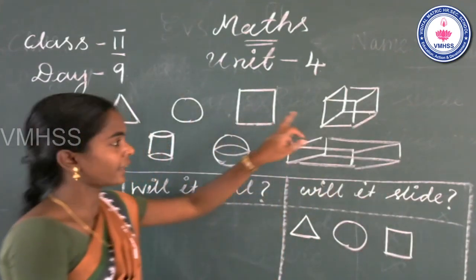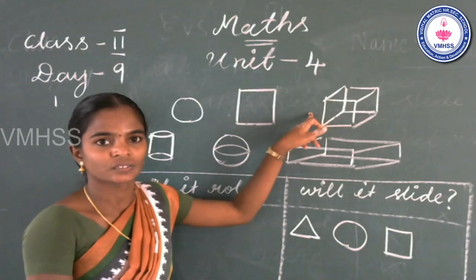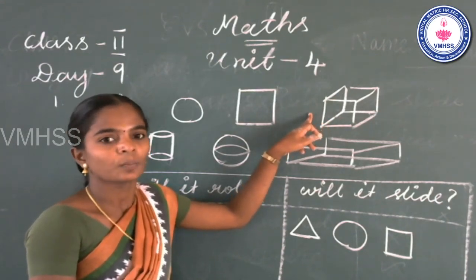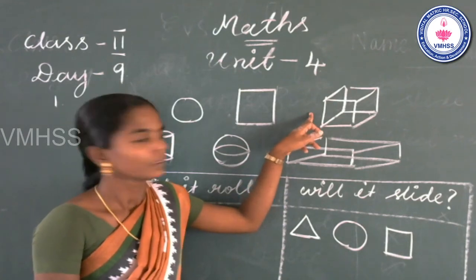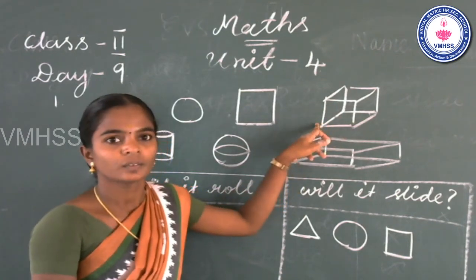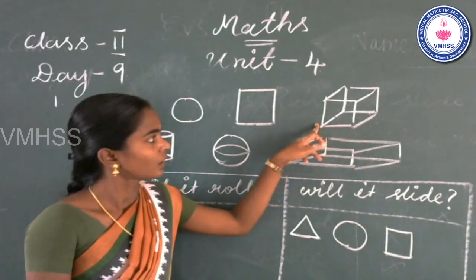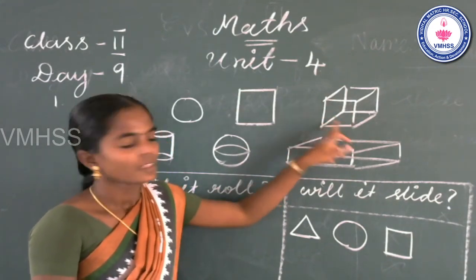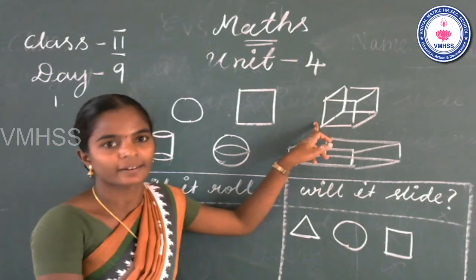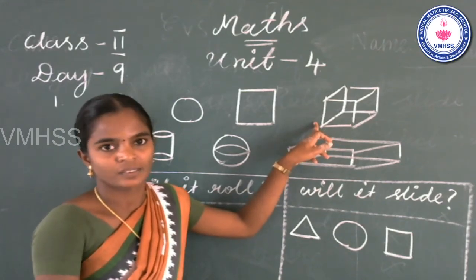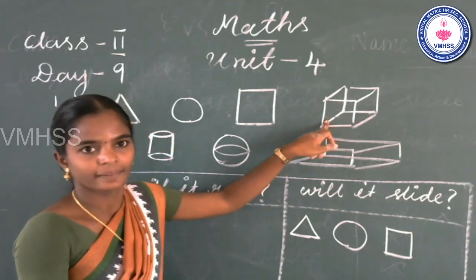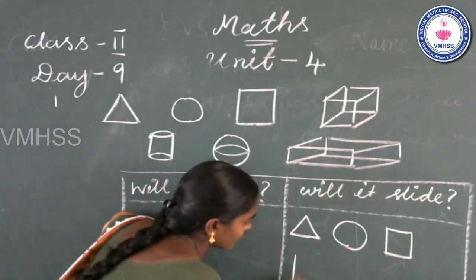Children, see the next one. What is the shape? Cube. How many faces in a cube? Very good, 6 faces. So 6 faces, fully flat. So it has flat faces, so it will slide.